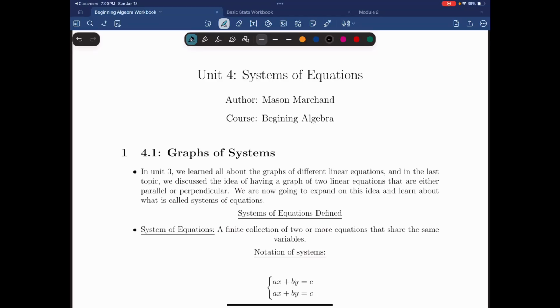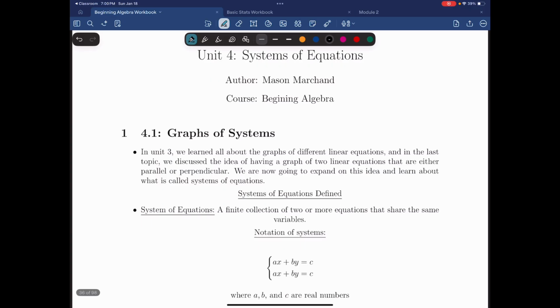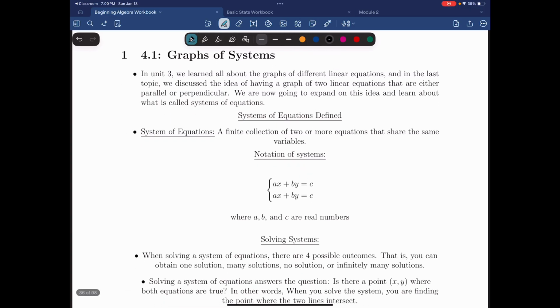In Unit 3, we learned all about the graphs of different linear equations, and in the last topic, we discussed the idea of having a graph of two linear equations that are either parallel or perpendicular. Now, in this unit, we are going to expand on this idea and learn about what is called a system of equations. A system of equations, defined, is a finite collection of two or more equations that share the same variables.